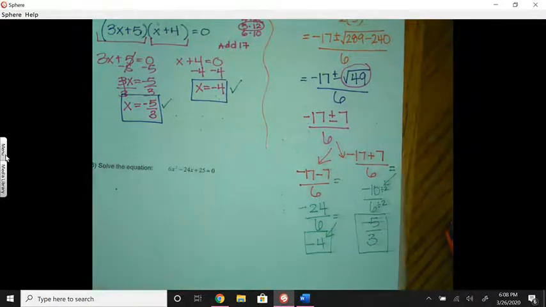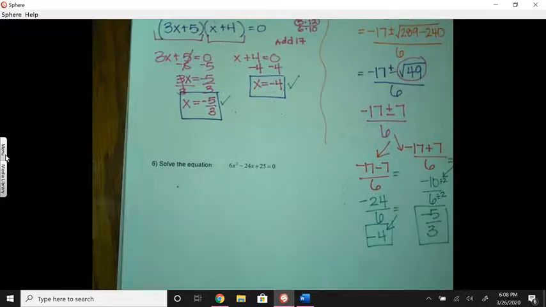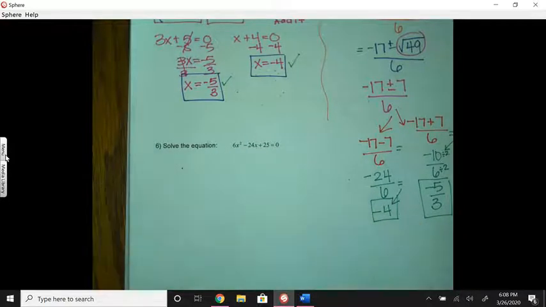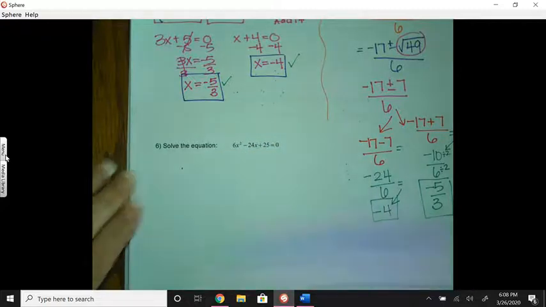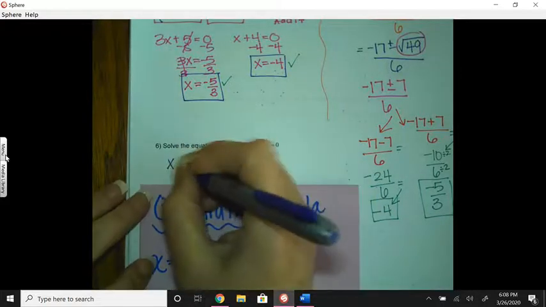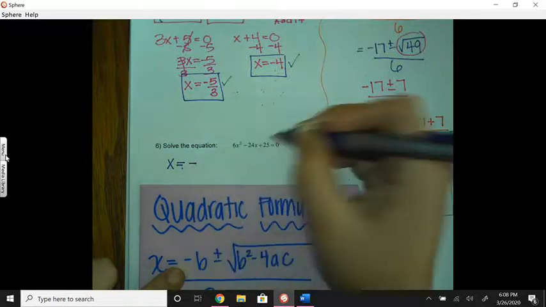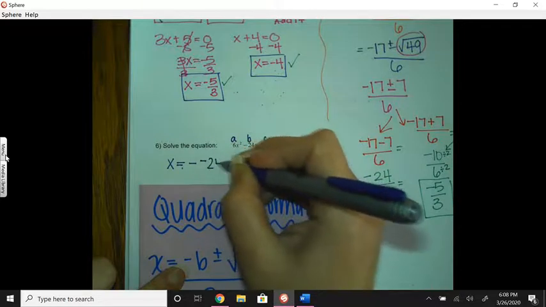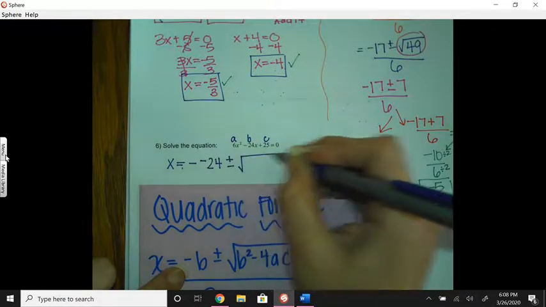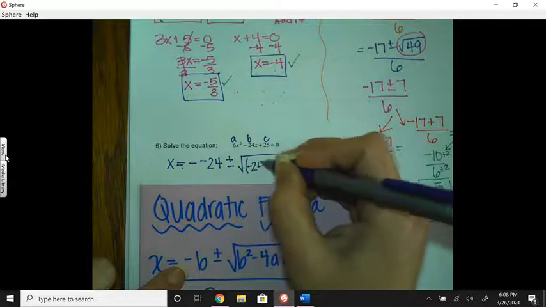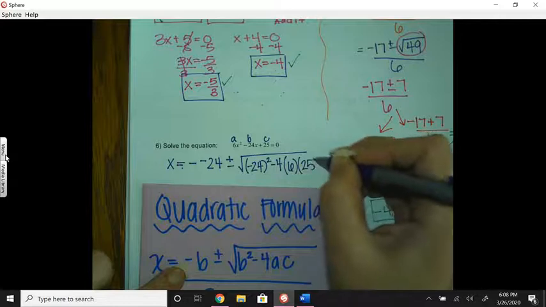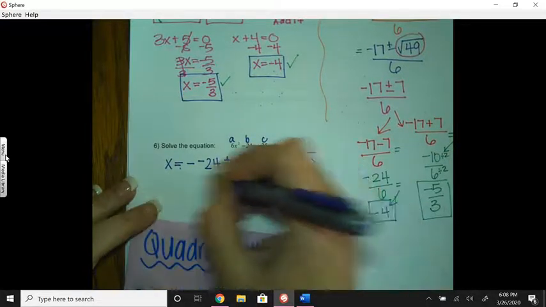Okay, so let's go ahead and try one last one here. Let's go ahead and use the quadratic formula here. So we'd have, to get x, negative b, so this would be a, this would be b, and this would be c, so it'd be negative b plus or minus the square root of b squared minus 4ac, all of that divided by 2a.